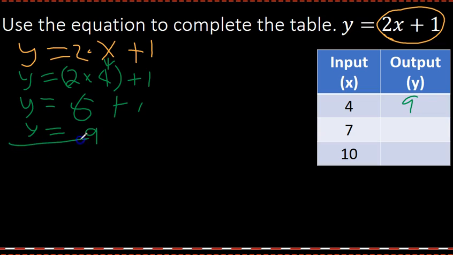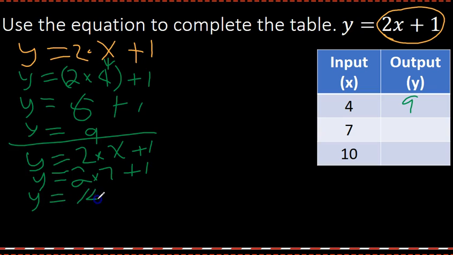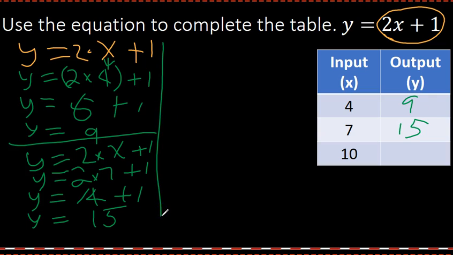Let's do another one next. So write the whole expression again. This is 2 times x plus 1. So when the input now is 7, we use 7 to replace the x. So 2 times 7 plus 1. 2 times 7 is 14, and then 14 plus 1 is 15. So when the input is 7, the output will be 15 for this equation. Okay, and you can keep going like that.